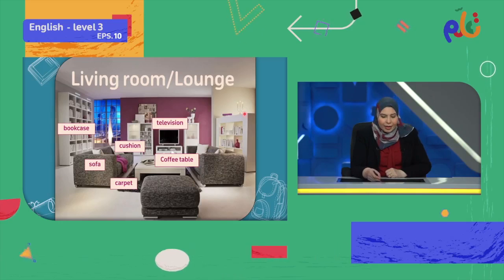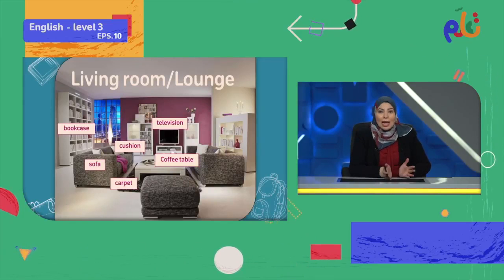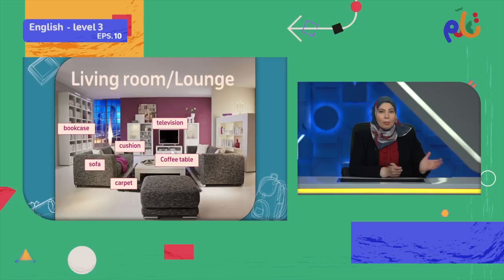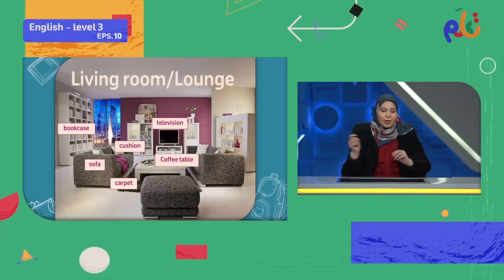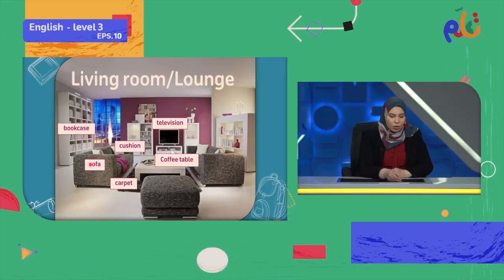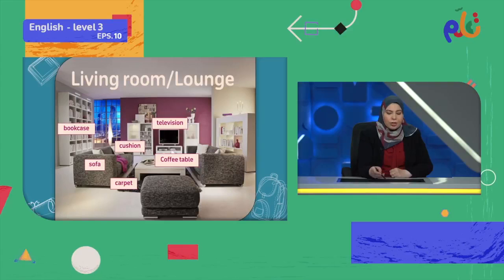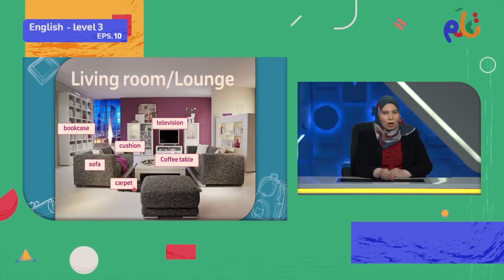So by this we have looked at our next or our last room that we can find in both the house or the flat. And the furniture that we have is bookcase, sofa, cushion, television, coffee table, and a carpet. يبقى بصينا على أهم الفurniture اللي موجود في الرooms اللي موجودة عندي commonly between the house and the flat.